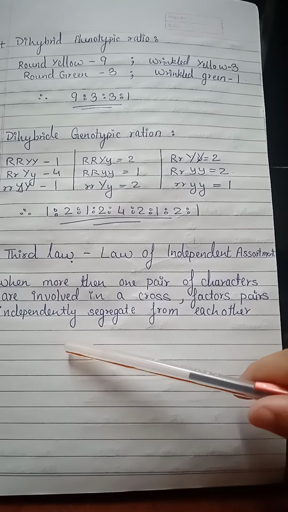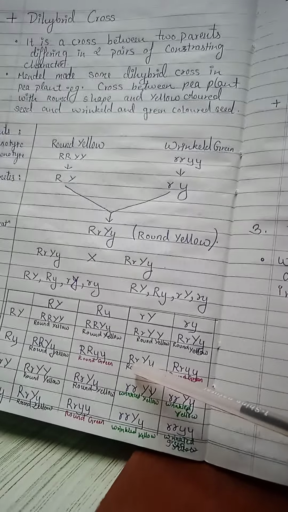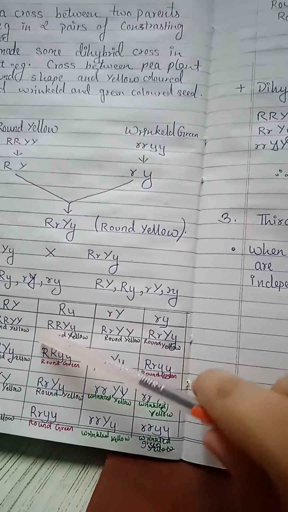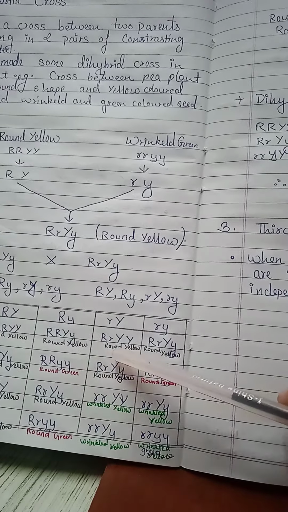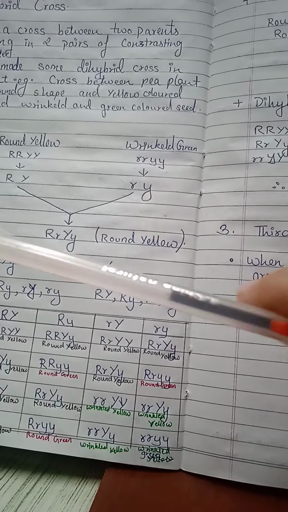So this means when one or more characters are involved, then the genes are separated independently. For example, we have done this dihybrid cross from which we get so many gametes. So this is the independent segregation of genes from each other.